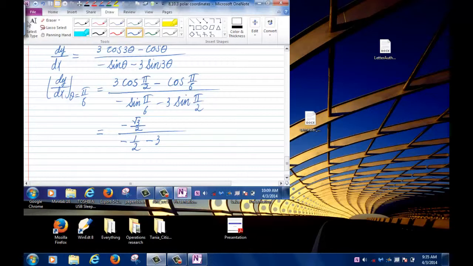Everybody's okay? So what do I get? I get negative root 3 over 2 here, and here I get negative 7 over 2. So I get root 3 divided by 7 at the end, right? So that's the slope of the tangent line at pi over 6.